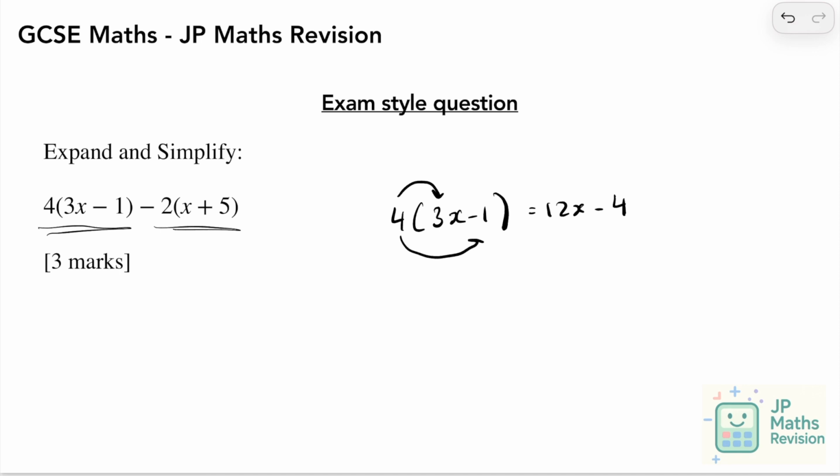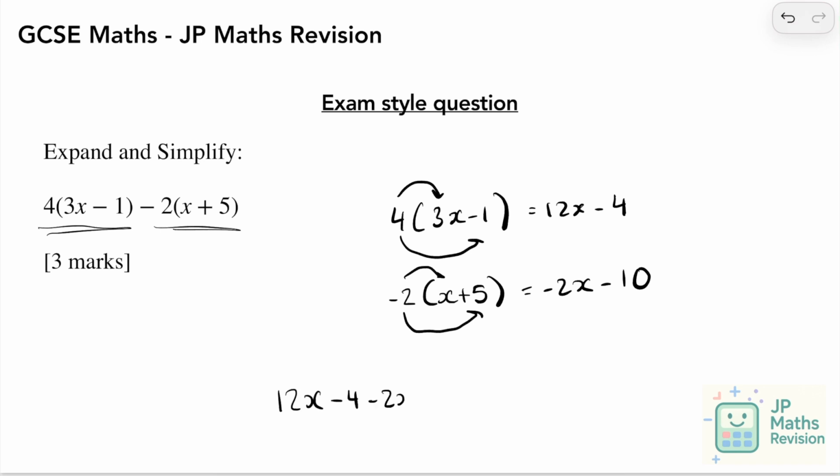And then the second one is minus 2 bracket x plus 5. If we expand that, we're going to get minus 2x and then minus 2 times 5, which is minus 10. So putting it together, we have 12x minus 4 minus 2x minus 10. But we need to simplify, so we would only get the full marks if we simplified our answer. So we need to identify the like terms. 12x take away 2x gives us 10x. And then minus 4 minus 10 is going to be minus 14. So the final answer to this question is 10x minus 14.